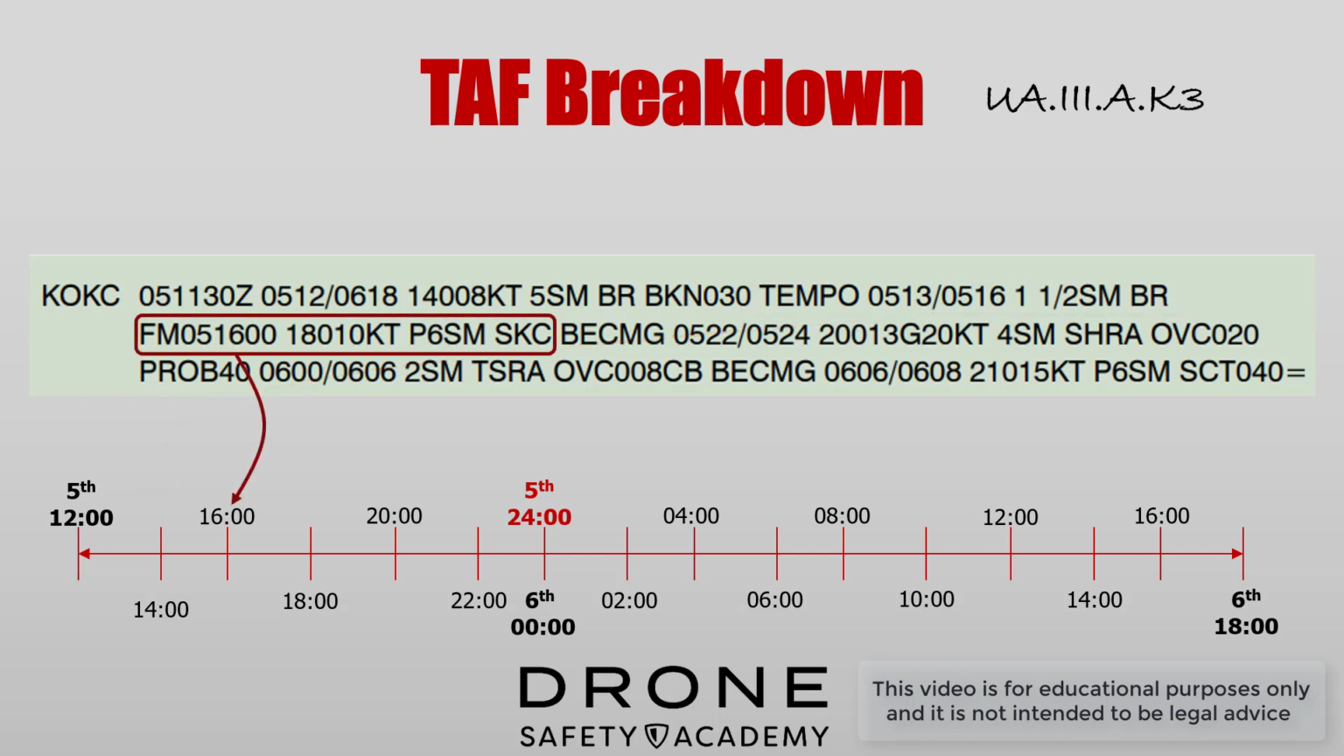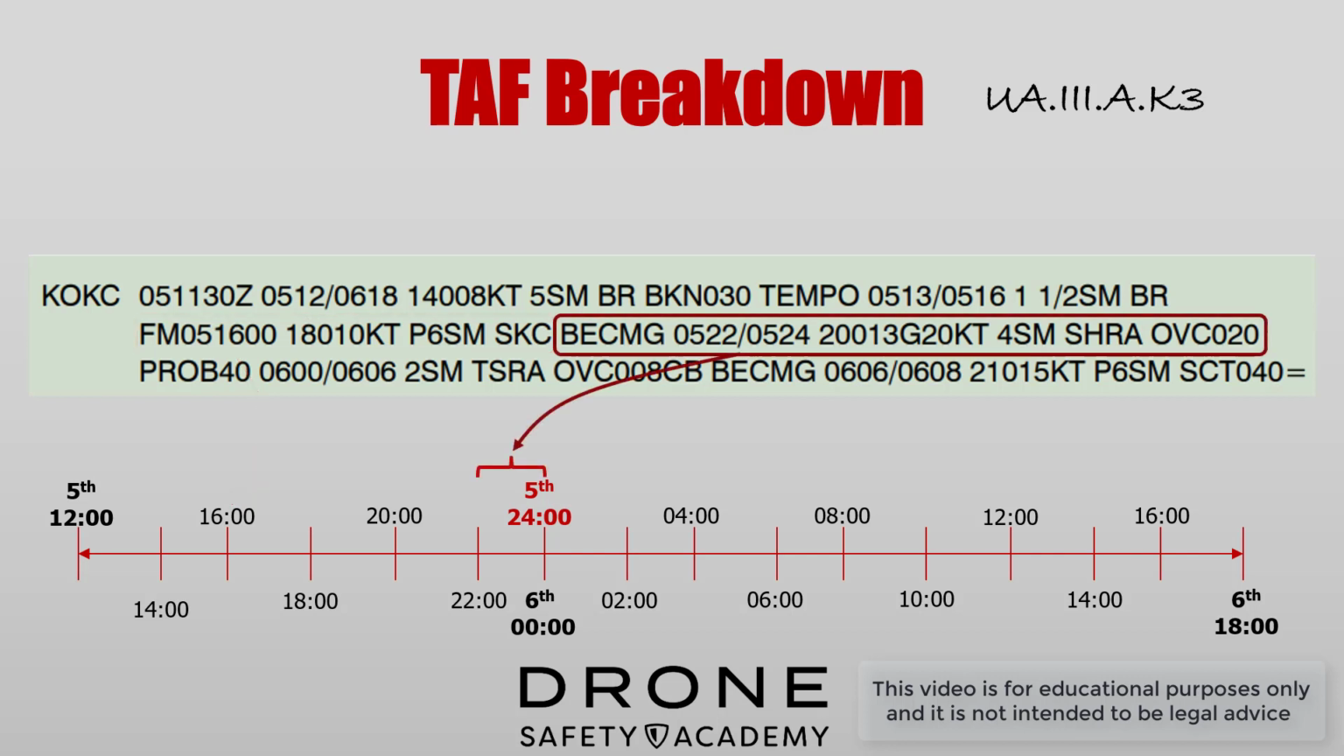As always, FM groups start a new line, and in this one, it starts on the 5th day of the month, 1600 hours, 0 minutes after the hour. Wind is forecasted to be at 180 degrees at 10 knots, visibility greater than 6 statute miles, and sky conditions are clear.